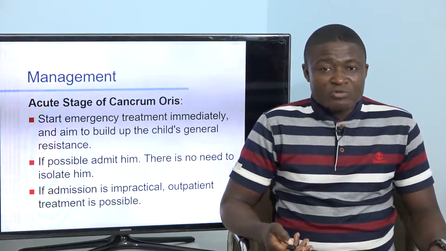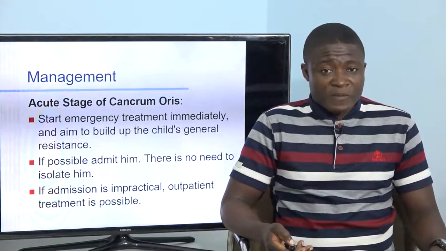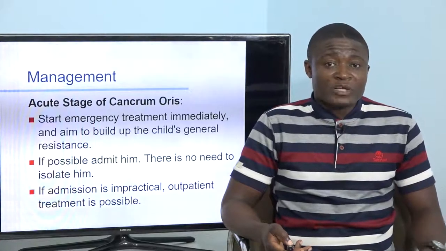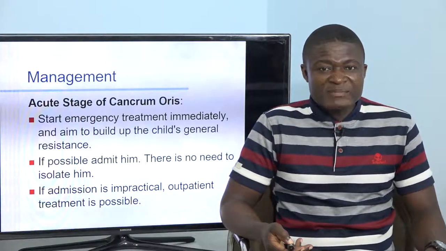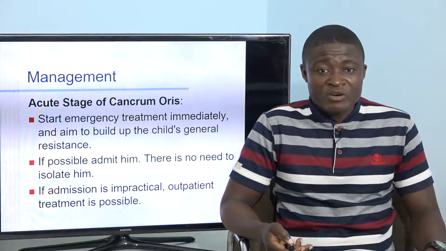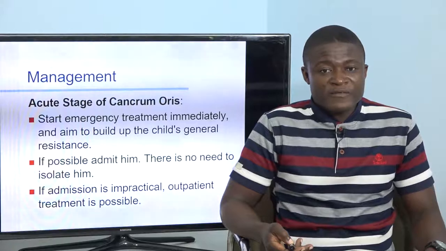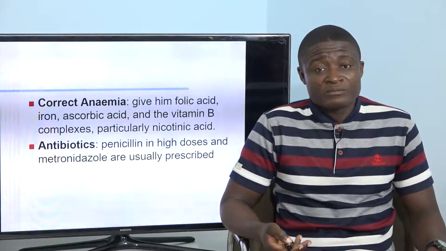So once we have been able to ascertain that the condition we are looking at is cancrum oris, what do we do? We want to help this client to regain his health. During the acute stage of cancrum oris, you start emergency treatment immediately and you aim to build up the child's general resistance. So you want to build the child's immunity. If possible, you admit the child. There is no need to isolate him. If admission is impractical, you can also do outpatient treatment.